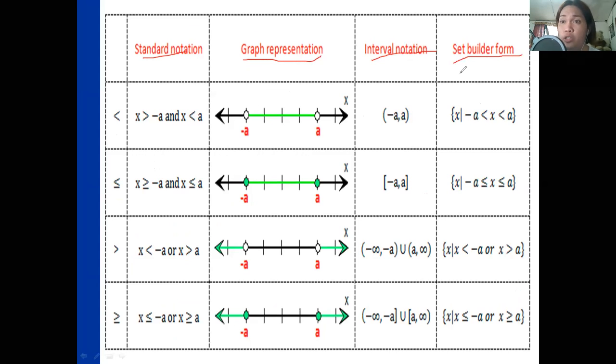We are just trying to summarize the graphs that we talked about in the last videos about linear inequality. When we have the symbol less than, an example is x is greater than negative a and x is less than a. This is our standard notation.